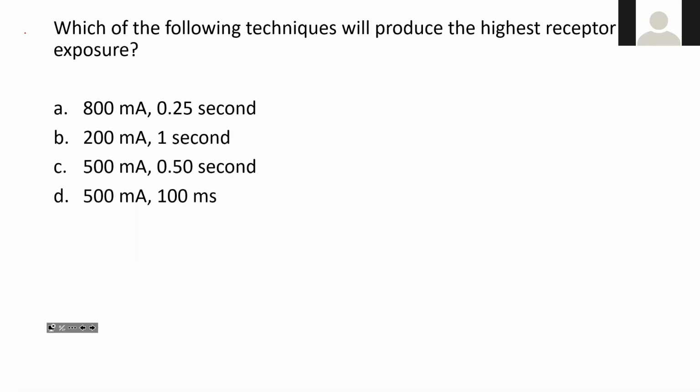Which of the following techniques will produce the highest receptor exposure? This is really just pretty simple, if you remember, and when you get to the question, you just figure out what mAs is. So if we take 800 mA and 0.25 seconds, we end up with 200 mAs.